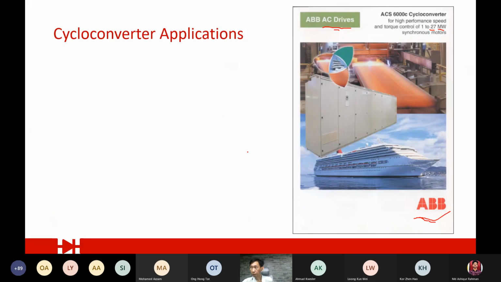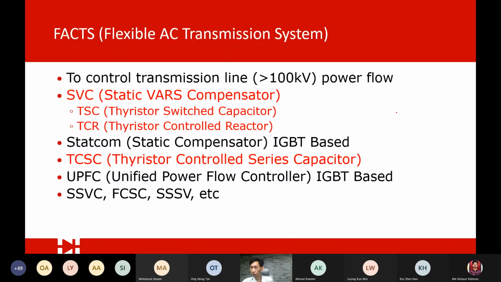Okay, so after that we move on to another type of AC controller that is applicable in the electric grid. So far, our AC controller has been applied to resistive loads, motor loads, the cycloconverter, and the AC controller, single-phase, three-phase, soft starter. So now we move on to another application which is called FACTS. FACTS stands for Flexible AC Transmission System.